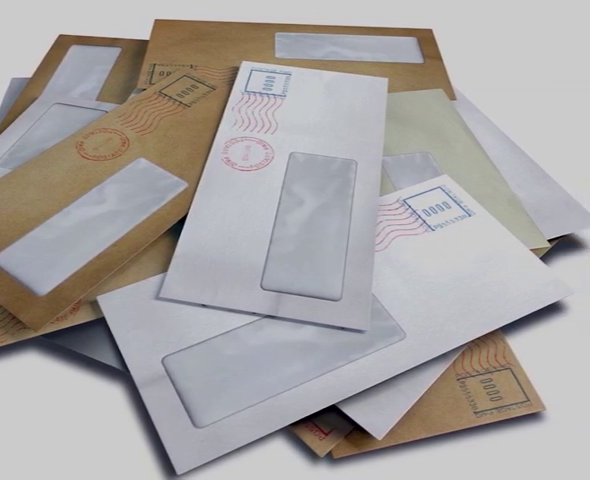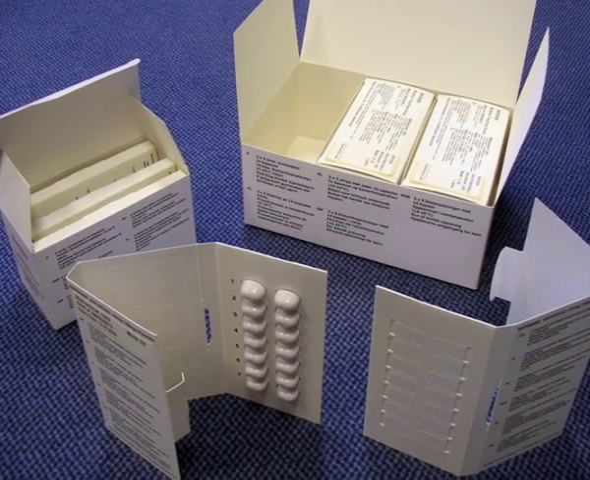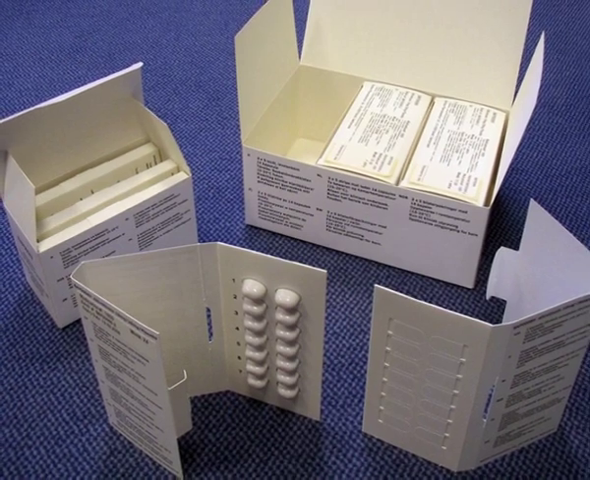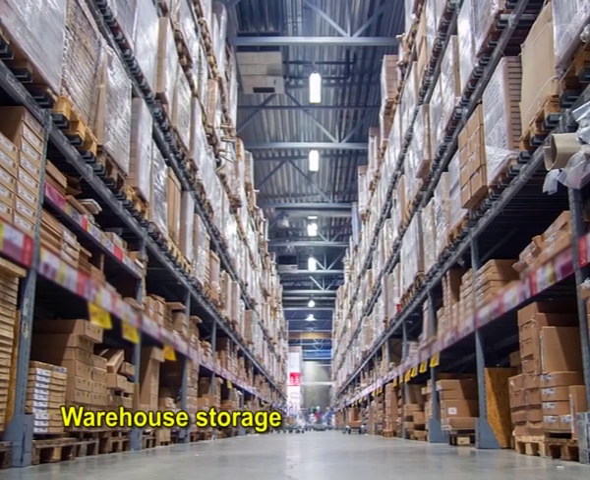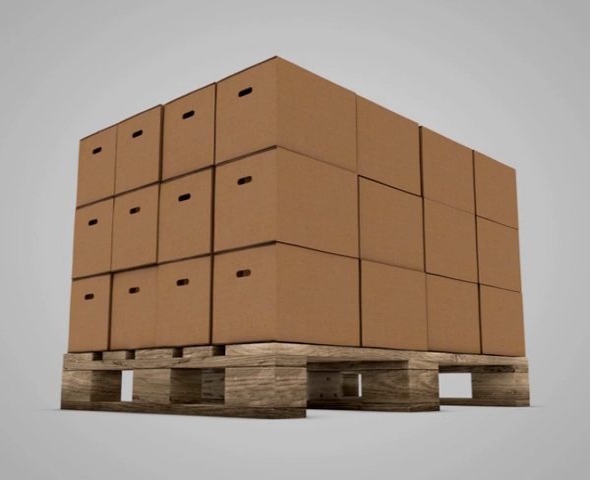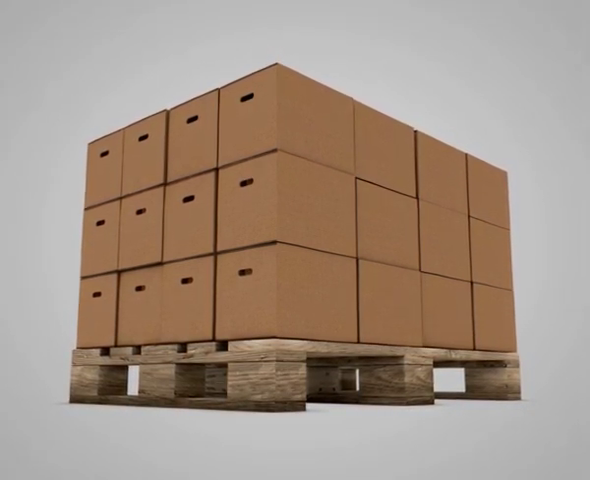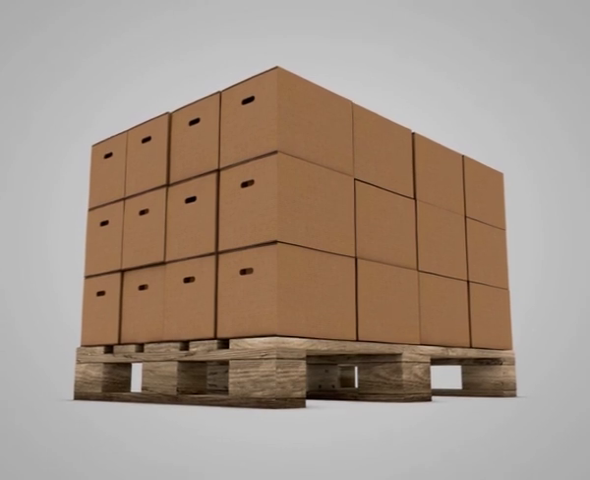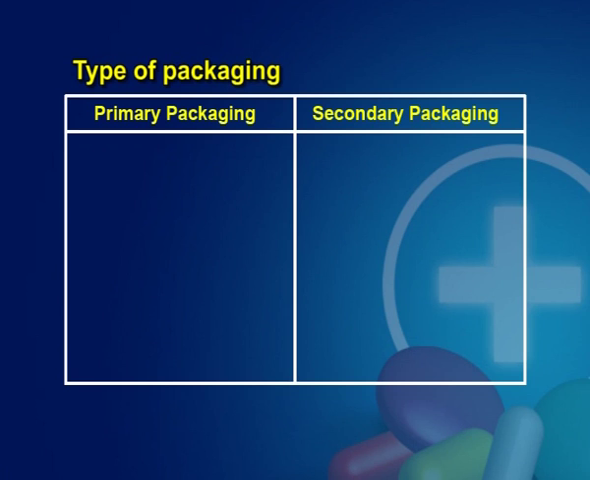the contents. Secondary packaging is outside the primary packaging, perhaps used to group primary packages together. Tertiary packaging is used for bulk handling, warehouse storage, and transport shipping. The most common form is a palletized unit load that packs tightly into containers. Table 1. Type of packaging.